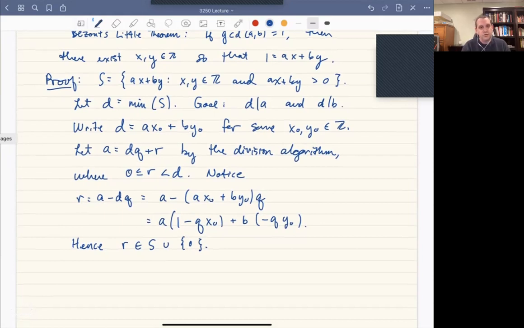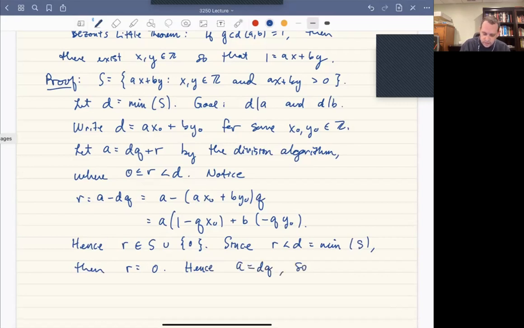Now I know that R is going to be greater than or equal to 0 because it's a remainder, and we applied the division algorithm. The problem is that, well, it's not a problem, but if R was positive, then R would be in this set, and R is less than D. But remember, we let D be the minimum. So since R is less than D, and D is the minimum, we only have the choice that R is equal to 0. And if R is equal to 0, it follows that A is equal to DQ. So D divides A. Okay, and so A is equal to DQ plus R, but R is 0. So that means D must divide A.